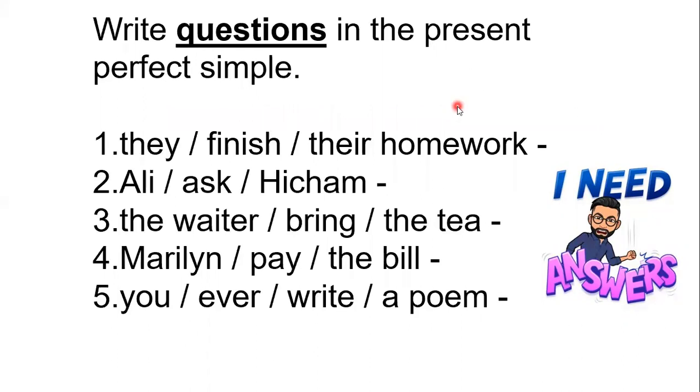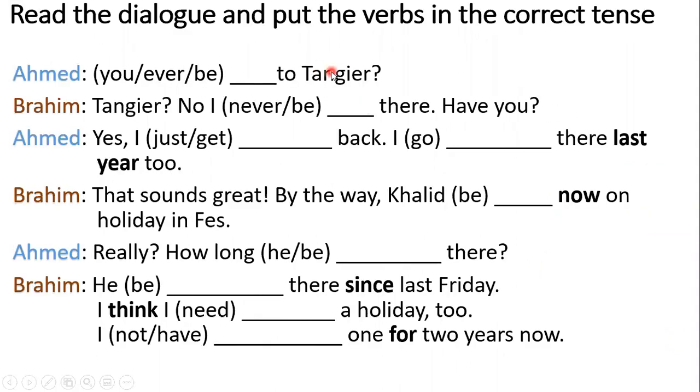Now let's continue. Another exercise. The last exercise, don't worry, it is the last exercise. Read the dialogue and put the verbs in the correct tense, the correct form. Again, it can be the present simple, present continuous, past simple or present perfect. We don't know. Use what you learned this session and do the exercise. Again, please pause the video, do it on your copybook, and come back for the correction.